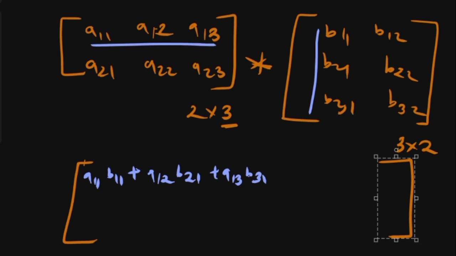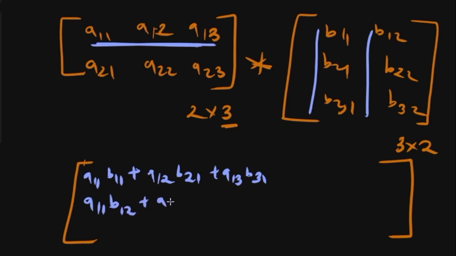So then the second value would be the same row multiplied by the second column, which is a11 into b12 plus a12 into b22 plus a13 into b32. Yeah, so then this is the first case.